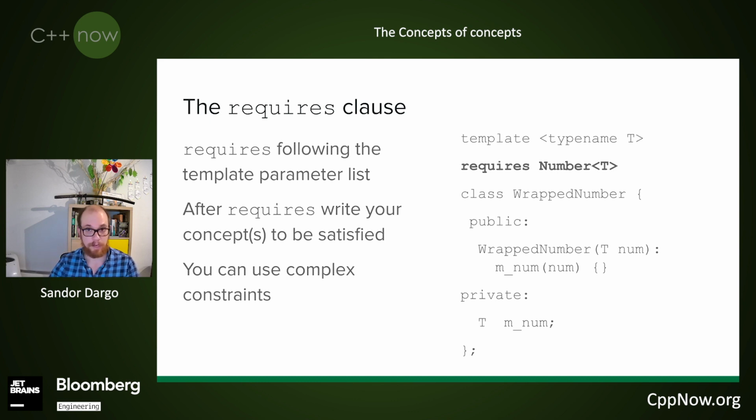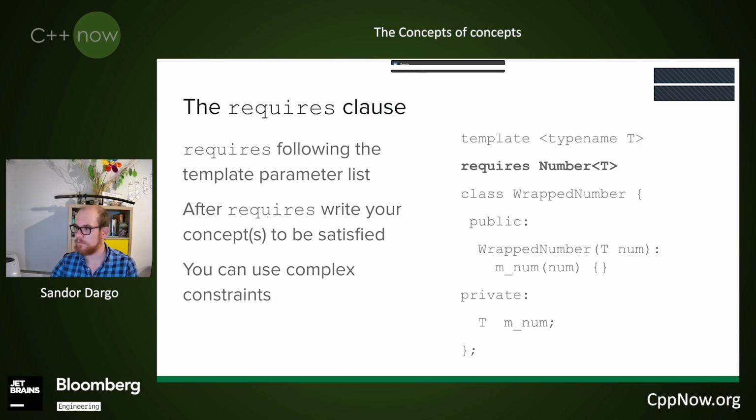We have the requires clause. So here is an example of how to use it. It comes after, again, the template parameter list and before the class definition. And again, after the requires, you can list your different concepts. You can list the constraints you want to be satisfied. And as we saw for functions, here as well, you can use complex expressions.